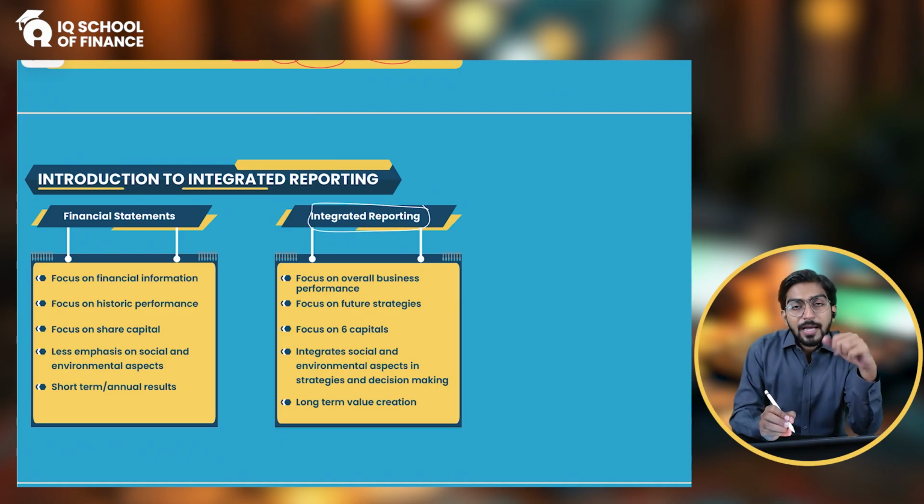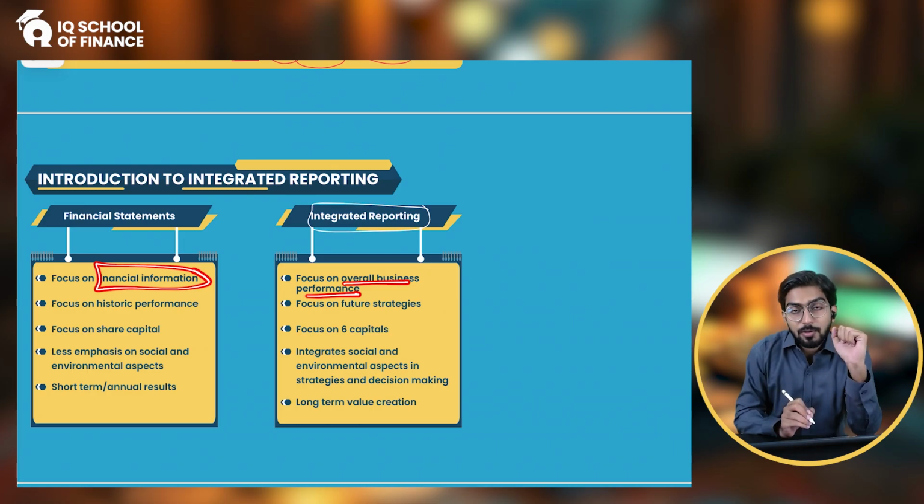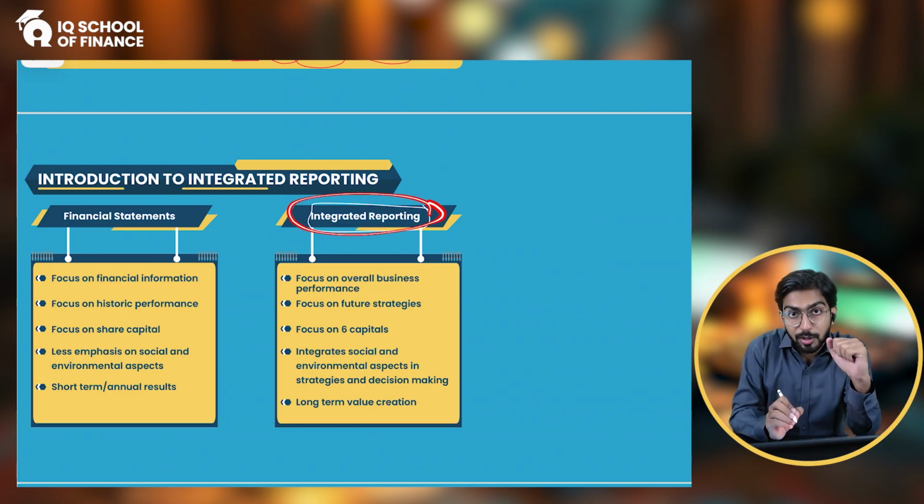All right. How good strategies, how suitable strategies you are making. What are your plans for the future risk and opportunities, for the future challenges, for future growth? And what are your financial results as well, along with your social and environmental aspects. So this gives you the overall performance of the business, not only the financial performance. All right. That's the benefit of the integrated reporting.